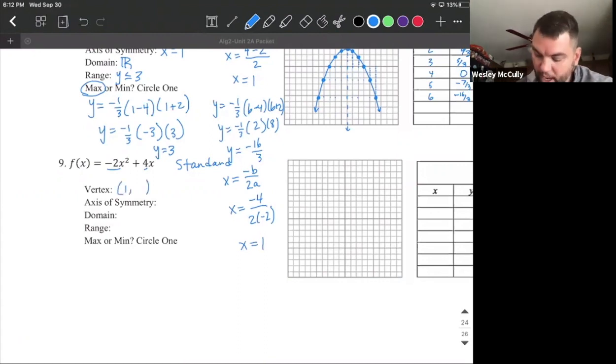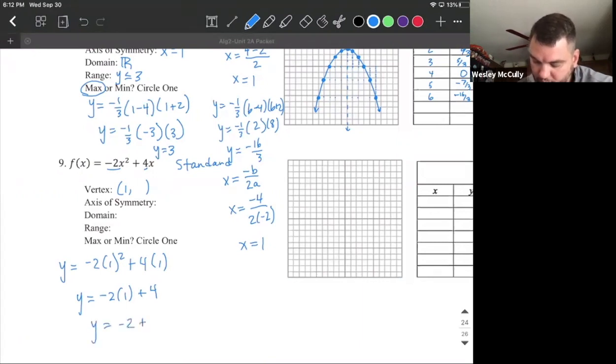Now to find the y value, I plug 1 into the equation. y equals -2 times 1 squared plus 4 times 1. So y is equal to -2 times 1 plus 4, because 1 squared is 1, and 4 times 1 is 4. So y is equal to -2 plus 4, which gives me y is equal to 2. So my vertex is (1, 2).